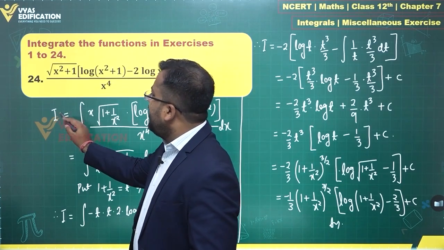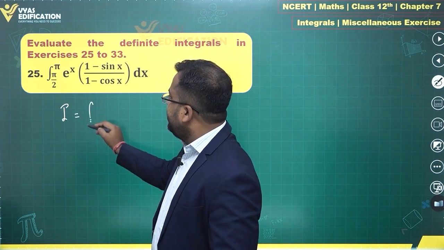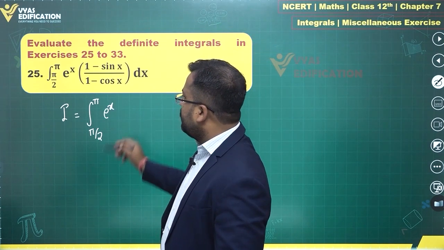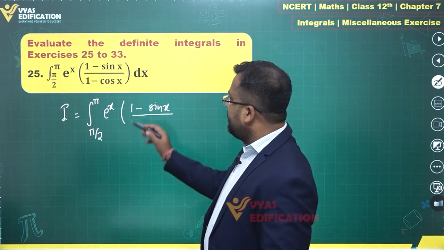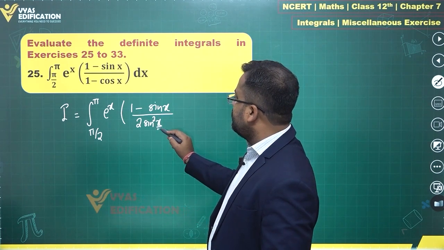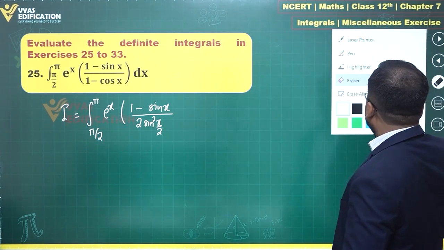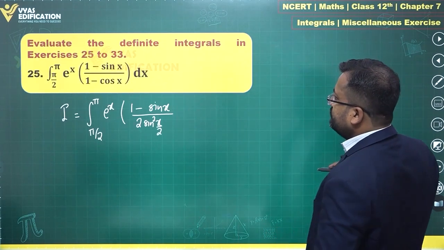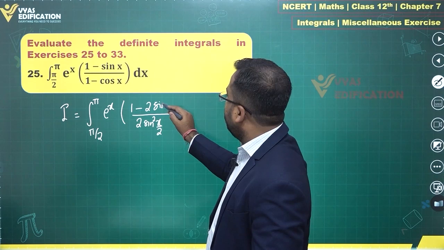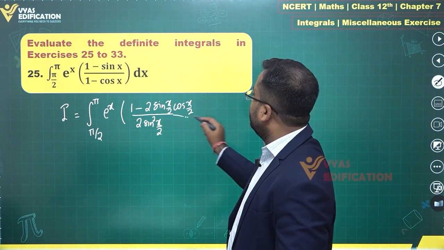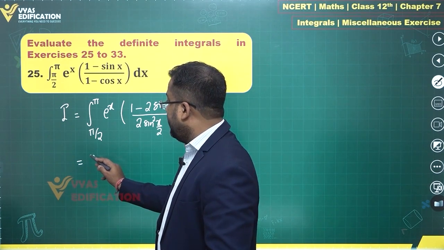So this is the 25th. I is equal to the integral from pi by 2 to pi of e power x, and then 1 minus sin x over 1 minus cos x, where I am writing 1 minus cos x as 2 sin square x by 2. I can also simplify this sin x. Sin x will be simplified into 2 sin x by 2 cos x by 2, dx.